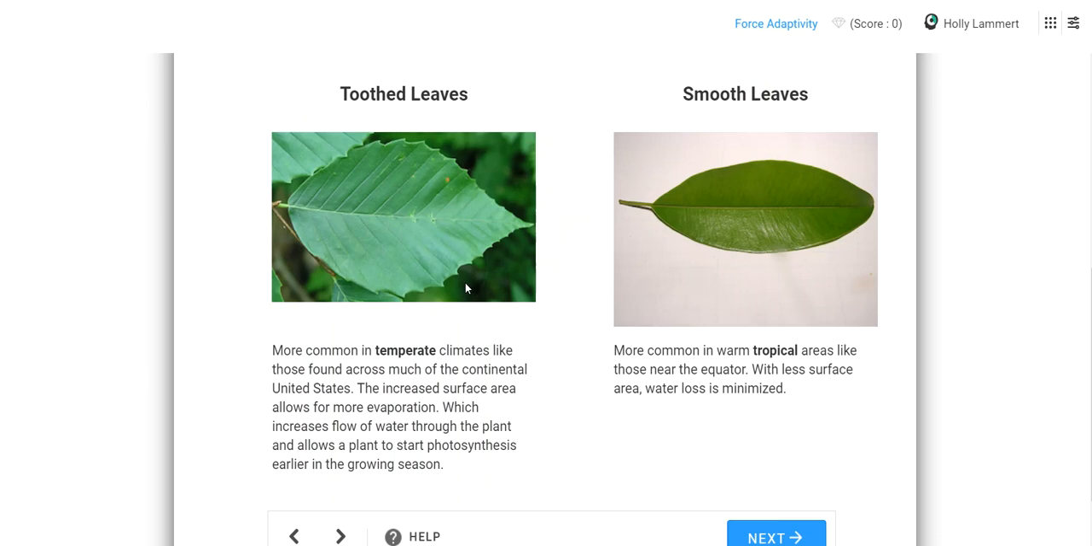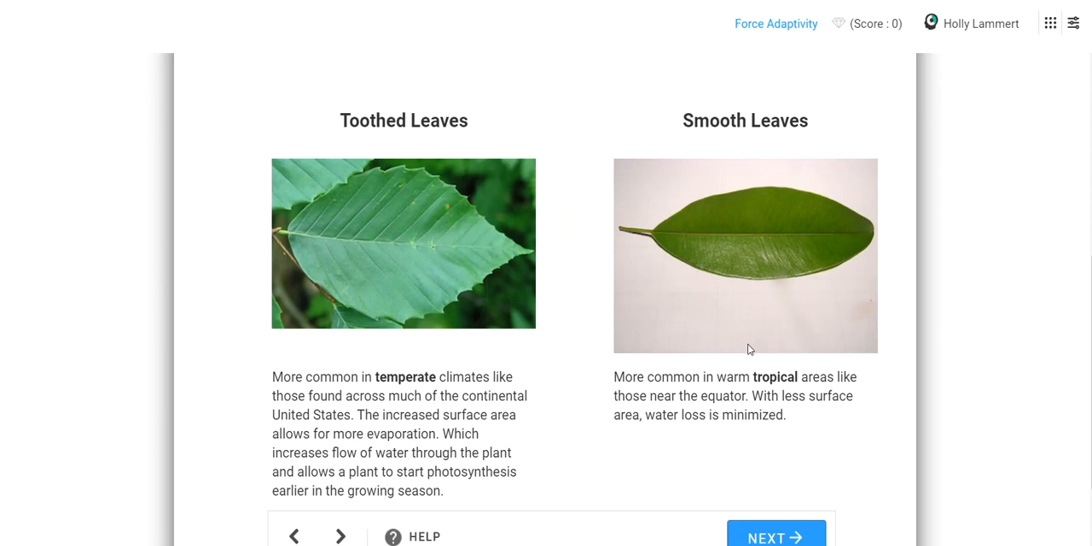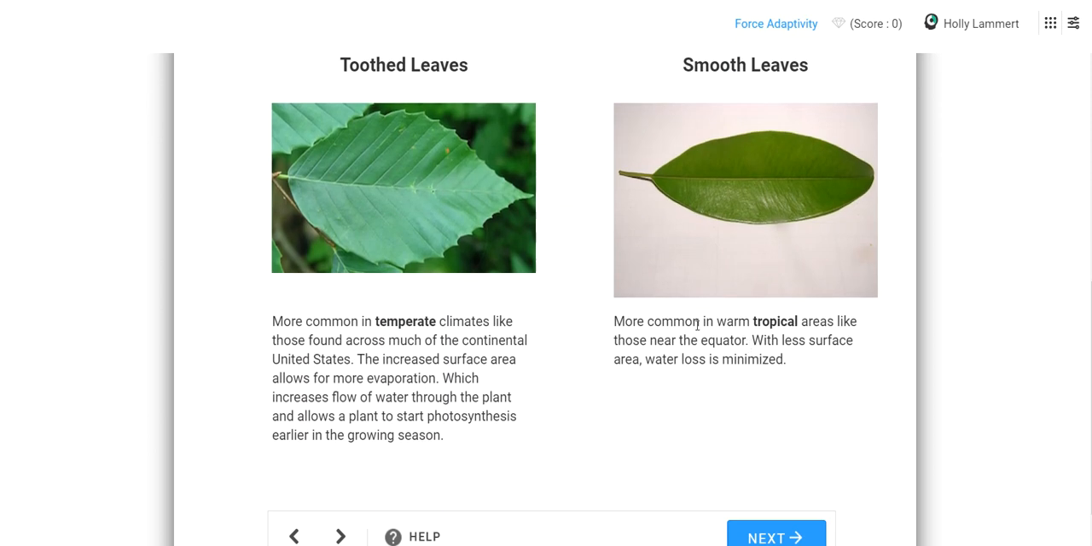If you want to get into the details, the sun blasts apart a water molecule, releasing an electron, which binds together with carbon dioxide to be super simplified, helps form a glucose molecule. Okay, so we do need water for photosynthesis. But in smooth leaves, which are more common in tropical areas, like those near the equator, less surface area, which means that less water is lost.